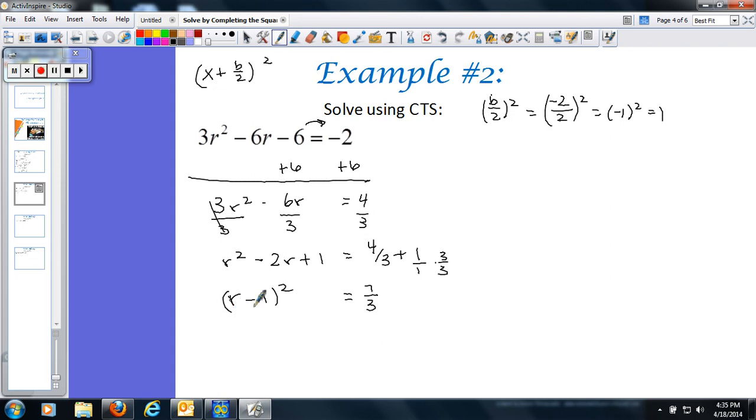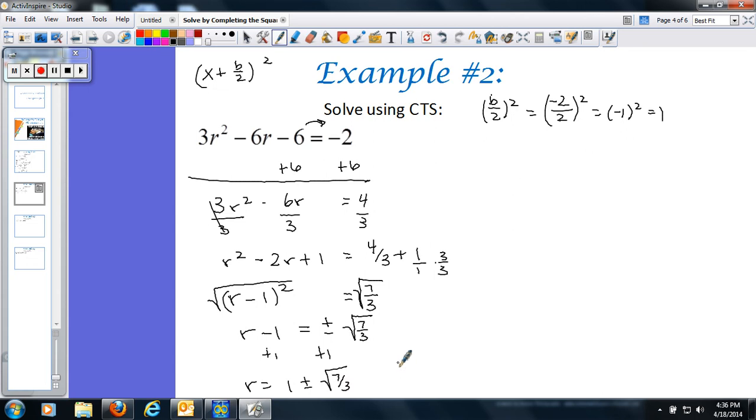So now I'm going to start solving. Again, this is the part that's the same the whole way down. So at this point, I take the square root of both sides, because the opposite of a square is a square root. This gives me r minus 1 equals plus or minus the square root of 7 over 3. Add 1 to both sides, and I get r equals 1 plus or minus the square root of 7 over 3.